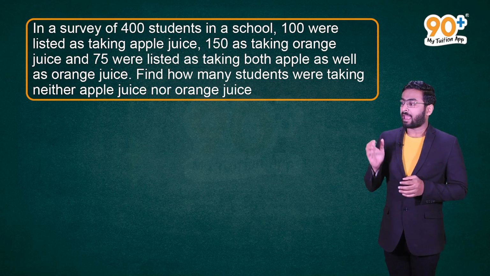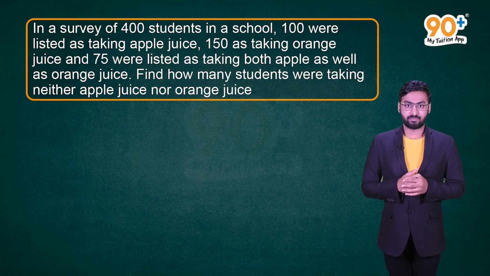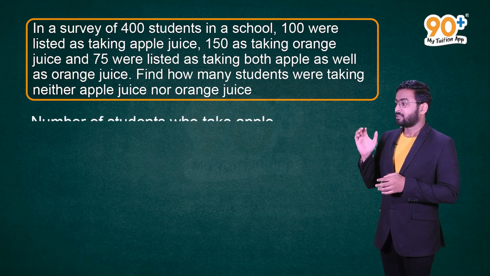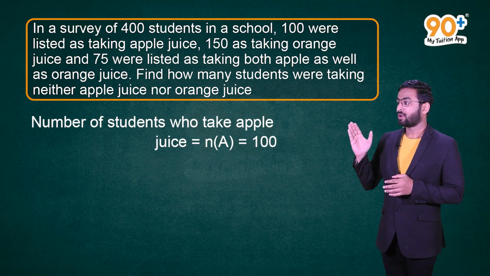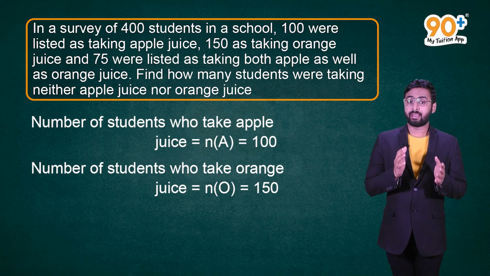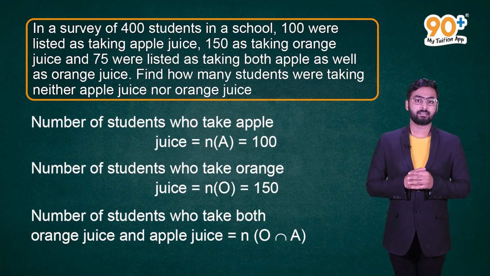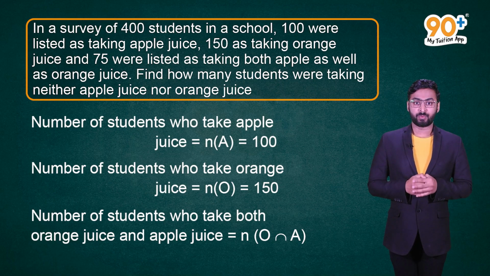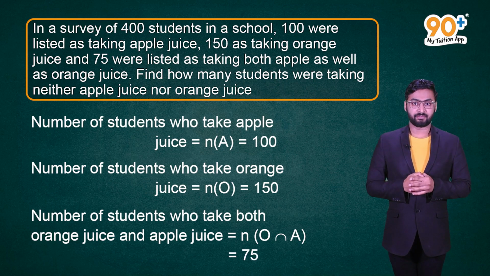Here, let A and O denote the set of students taking apple juice and orange juice respectively. It's given number of students who take apple juice, that is n of A, is equal to 100. Number of students taking orange juice is n of O, which is equal to 150. Next one is number of students who take both apple juice and orange juice. Here, these students are the common elements of the sets A and O, and that is n of A intersection O, which is equal to 75.